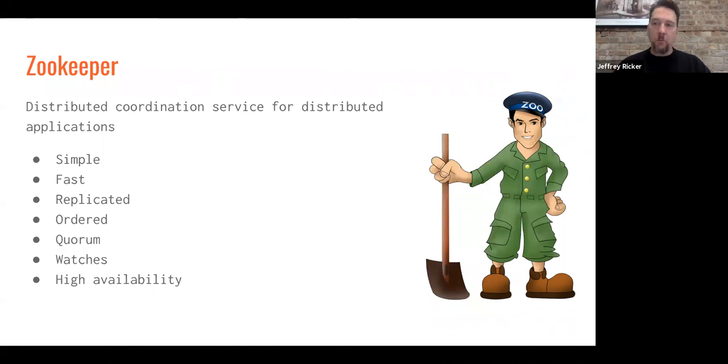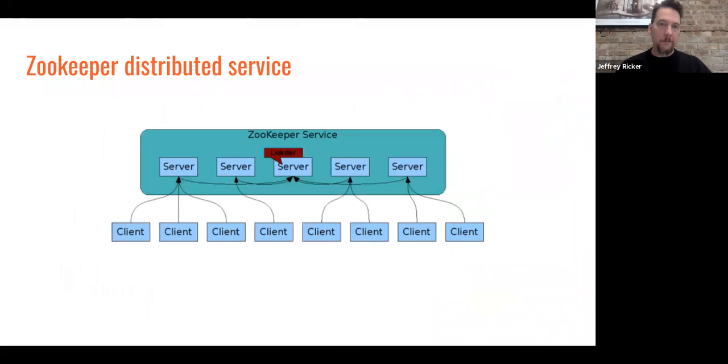It has this concept of watches, which allows a client to be notified of a change proactively, and it's highly available, meaning that you can lose nodes and still have Zookeeper running. And the way it works is you have a set of servers here, 5. One of them will be elected as the leader, and clients can connect to any one of the server instances to read and write from.